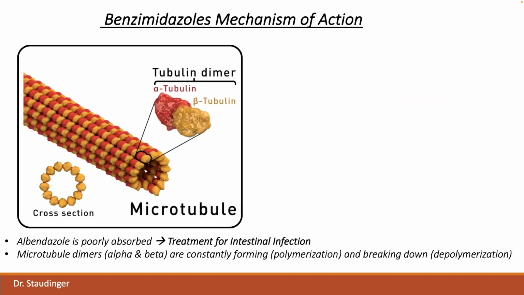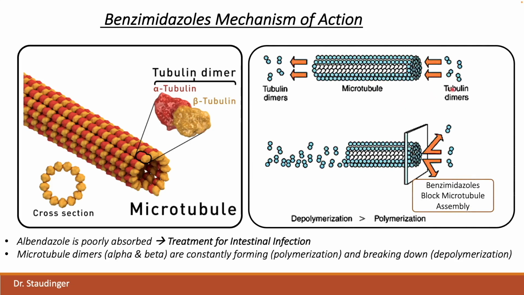Let's talk about these antiparasitic drugs' mechanism of action. From a pharmacokinetic standpoint, albendazole is poorly absorbed. Hence, this drug lingers in the lumen of the intestine, making it ideal as a treatment for intestinal infections. Recall that microtubules are formed by an alpha-tubulin and a beta-tubulin dimer, and microtubules are constantly forming and being broken down to aid in motility and cellular architecture. It turns out benzimidazoles block microtubule assembly, specifically in the parasite.